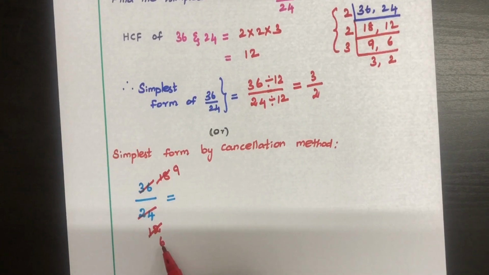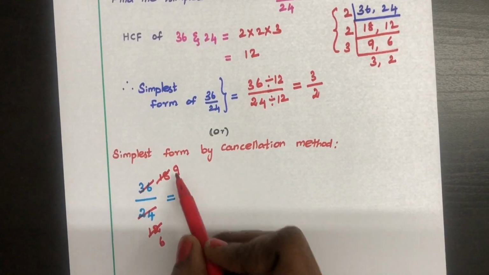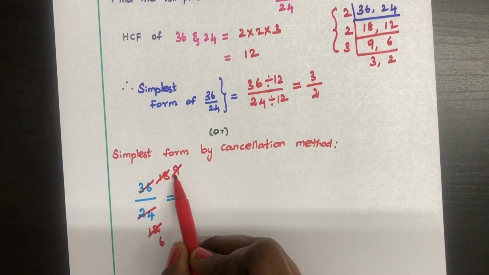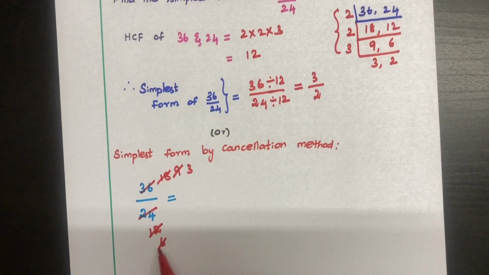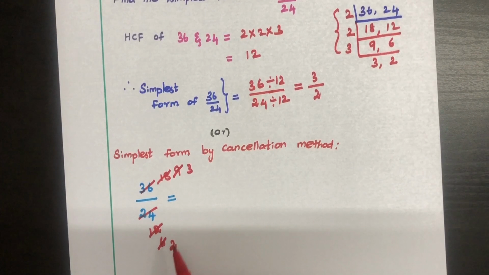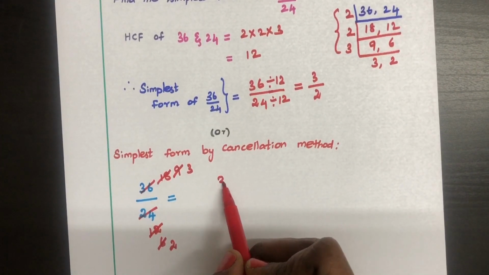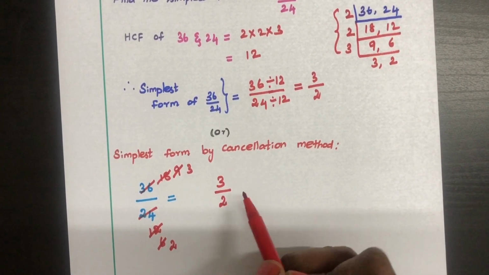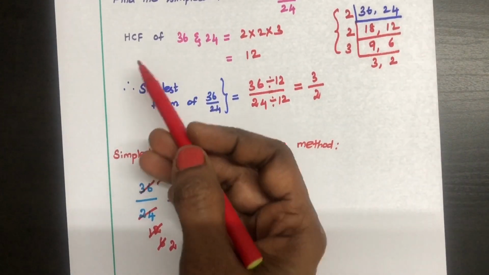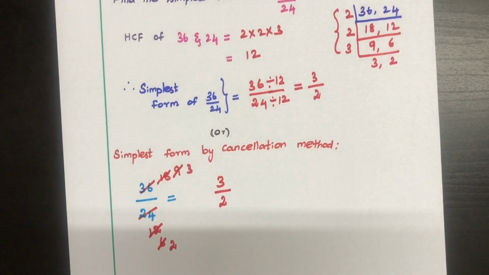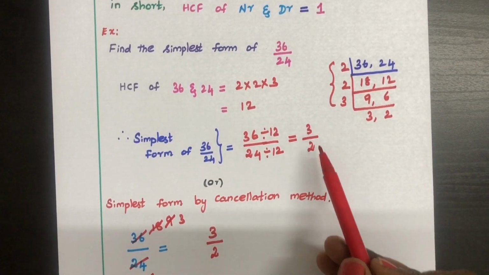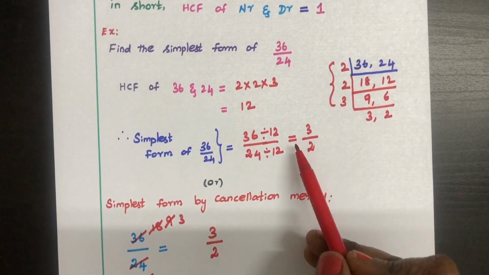Now the common factor between the two numbers 9 and 6 is 3. Using 3 we are going to divide now. How many 3's in 9? 3. How many 3's in 6? 2. So finally for 3 and 2 there is no common factor. So this is our simplest form of the given fraction. So simplest form we can find using HCF or by cancellation method. So simplest form is when there is no common factor between numerator and denominator. It cannot be cancelled further.